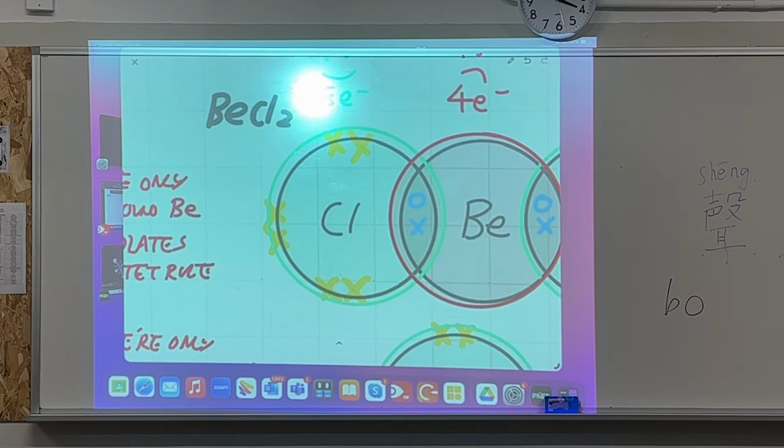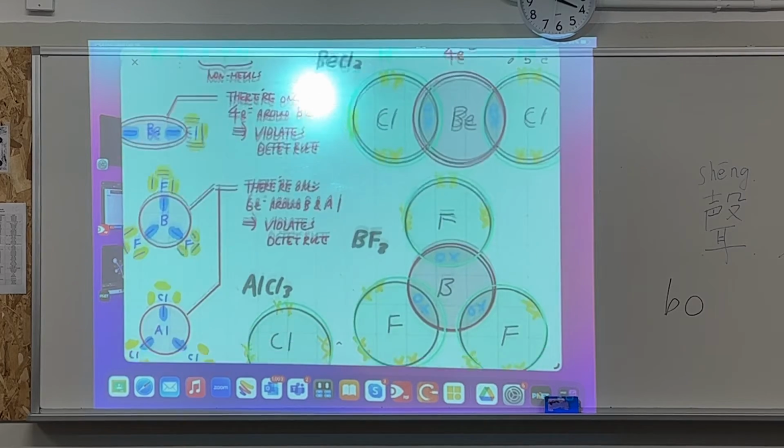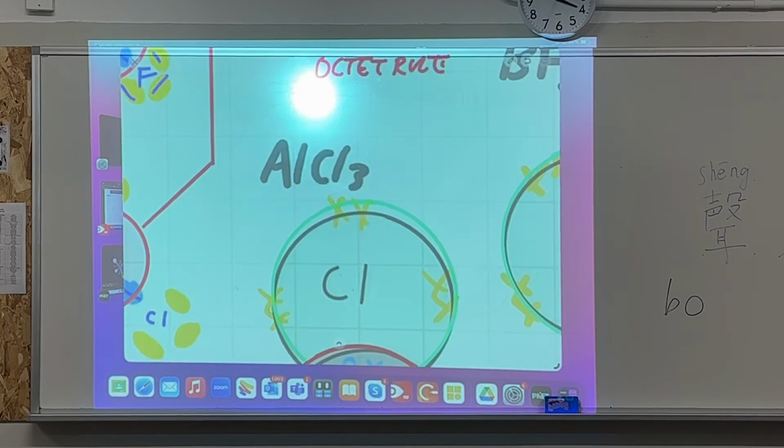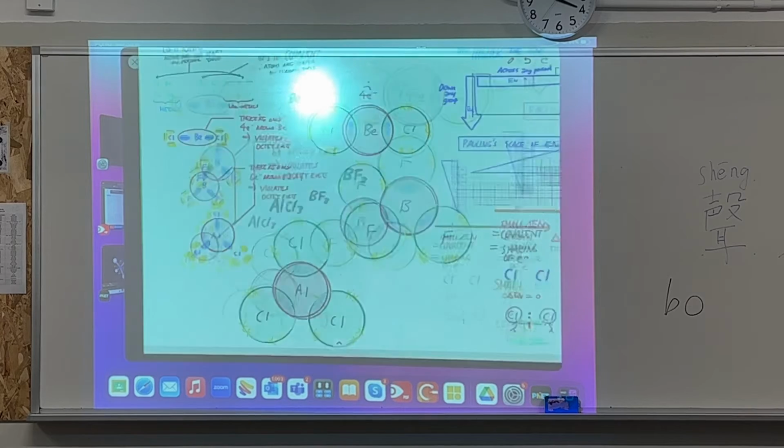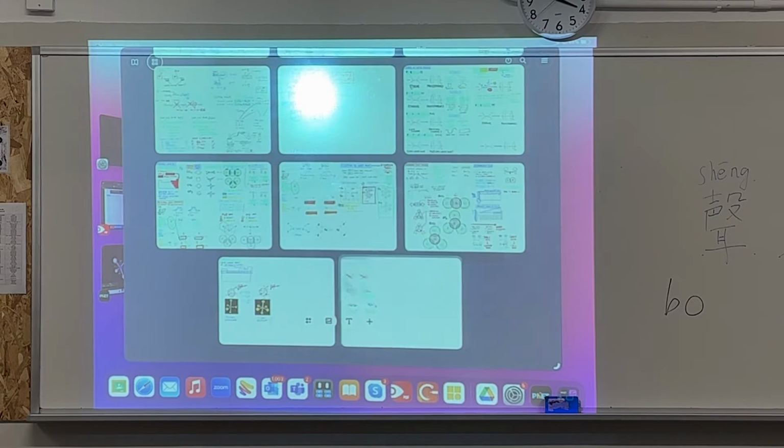Trifluoride. How do you name BeCl2? Beryllium chloride, or beryllium dichloride. Okay, yeah, and/or beryllium chloride. This one will be aluminium chloride. Yeah, aluminum chloride. So these are electron deficient species.